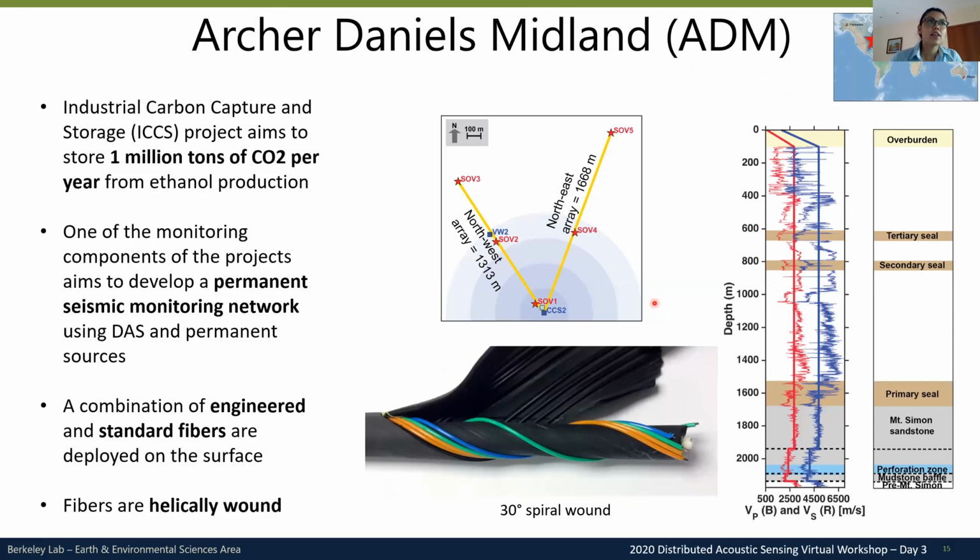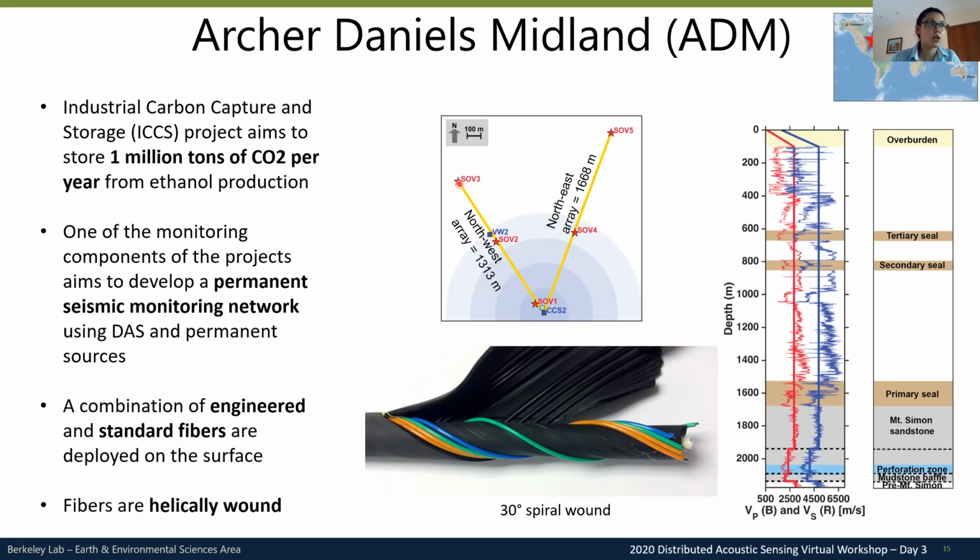So the other example that I want to show is the ADM project. ADM is actually a company in the food industry, and they have a biofuel processing plant in Decatur, Illinois. They produce ethanol and they store the CO2 generated from the fermentation process. So they are a large-scale carbon capture facility, and they store more than 1 million tons of CO2 per year. And one of the components of the monitoring there on site is to use DAS and also use these same permanent sources, so 5 permanent sources.